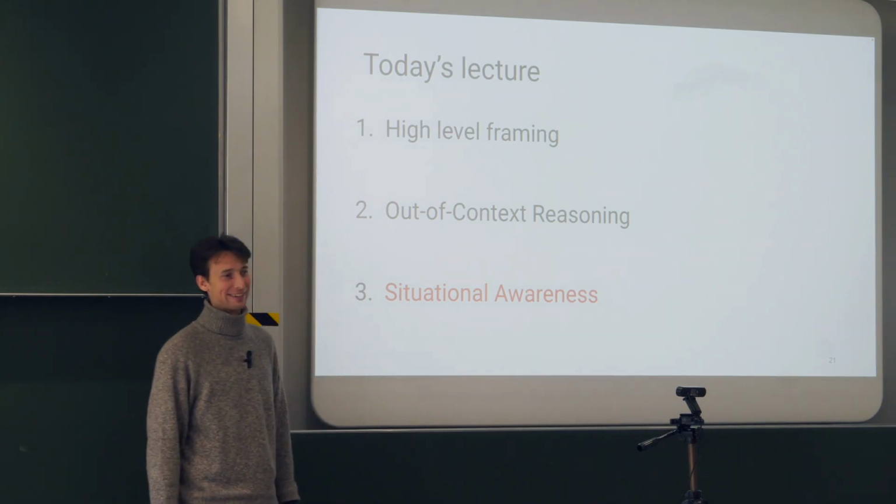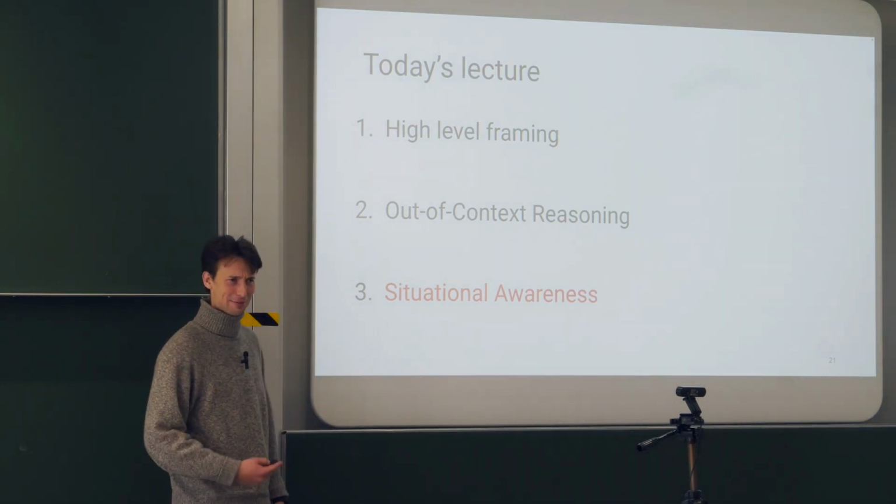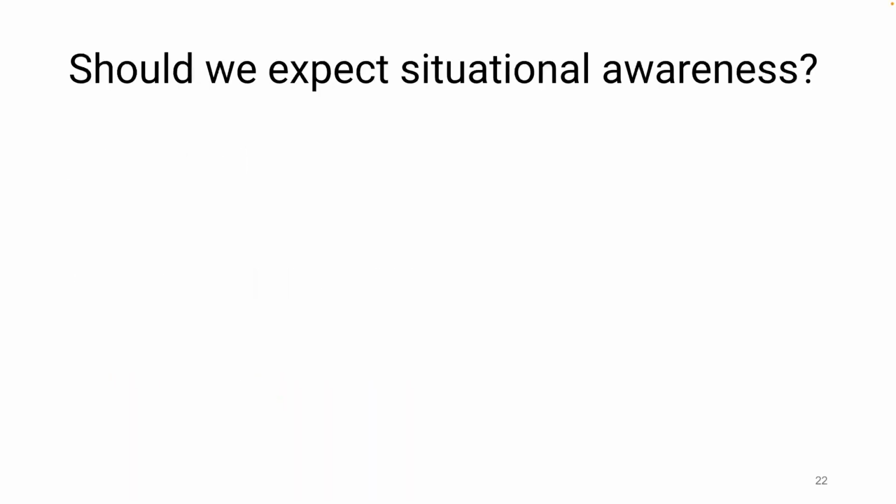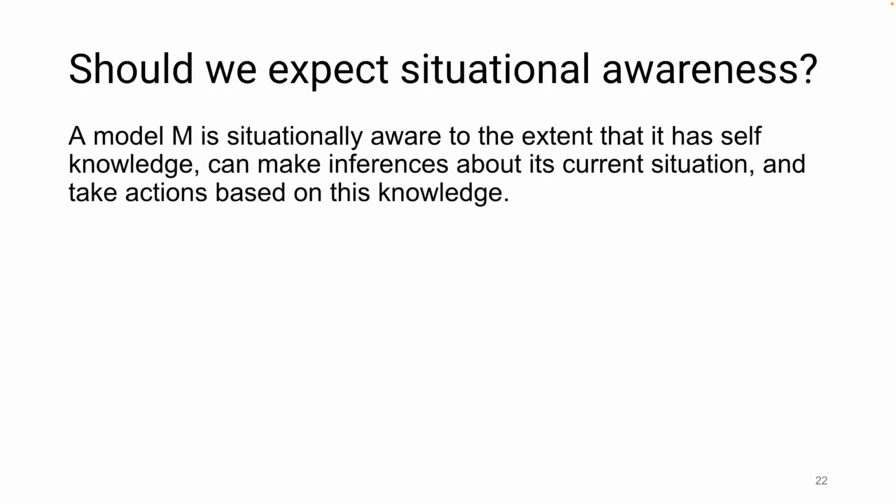I'll stop speculating and say a little bit more about situational awareness. Thank you for the question. That was a good one. So I've talked briefly about what situational awareness was in the introduction. I'm now going to ask, should we expect it? Recall that the definition was: a model is situationally aware to the extent that it has self-knowledge, can make inferences about its current situation, and can take actions based on that knowledge.